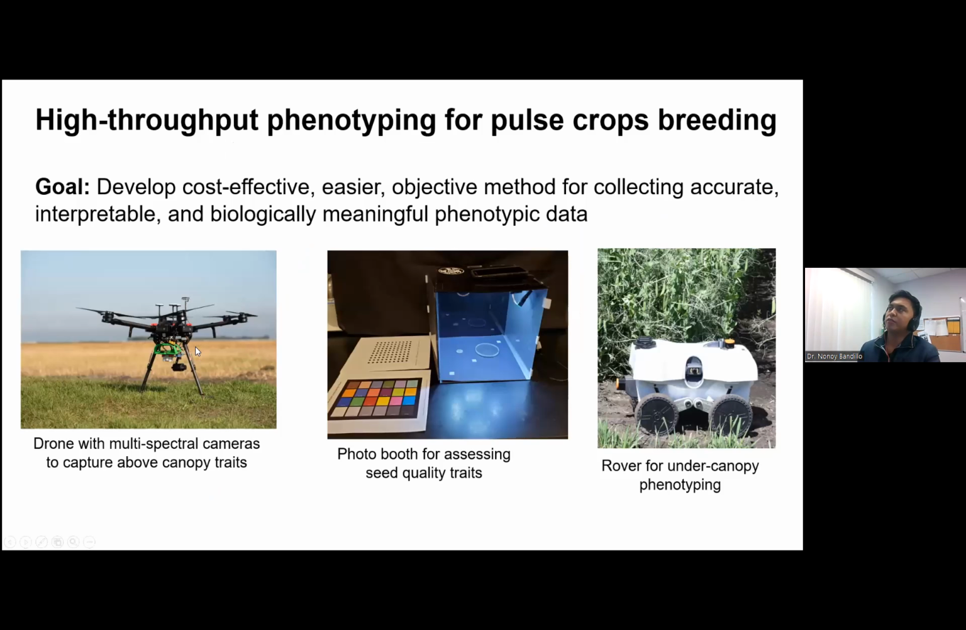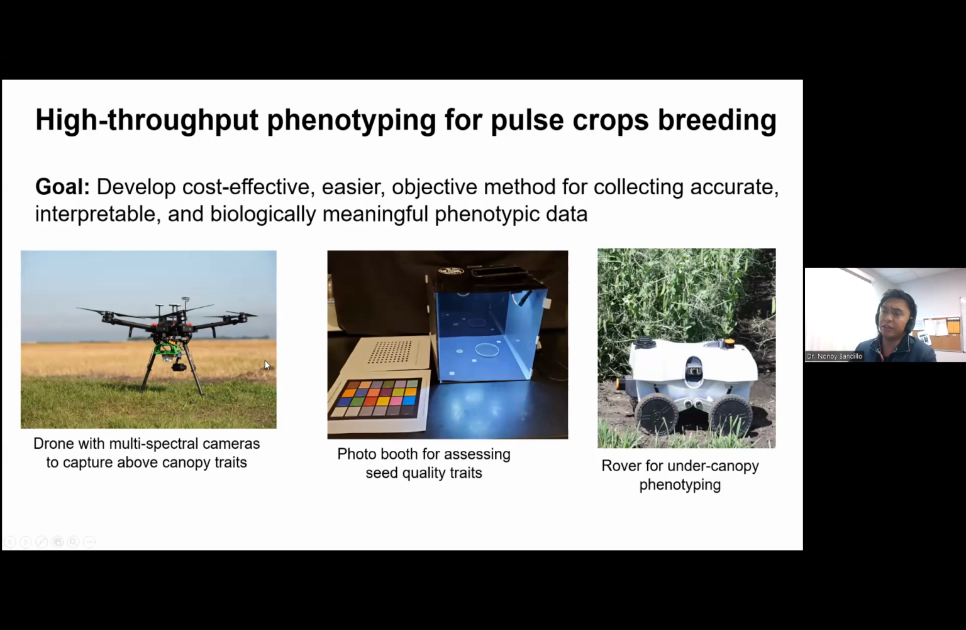All right. I was asked by Mala to define what high throughput phenotyping means. I'm going to answer that from the breeding perspective. For me, high throughput phenotyping is when you develop a cost-effective, easier, and more objective method for collecting accurate, easily interpretable data, and at the same time, it should be biologically meaningful. Those are the characteristics that, as a breeder, I'm really interested in.